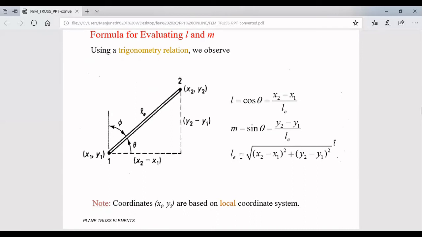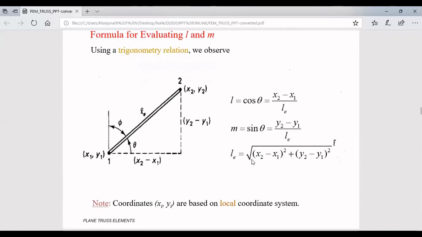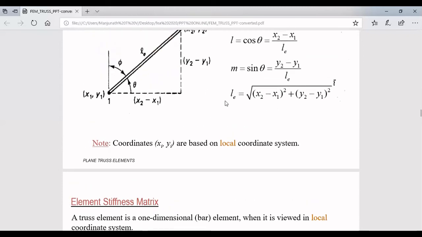Here LE is the effective length of the element, as per the Pythagoras theorem. Pythagoras theorem says c square is equal to a square plus b square. If the length of the element is c, and the adjacent and opposite sides are a and b, then c is equal to the square root of a square plus b square. Similarly, LE is equal to the square root of x2 minus x1 whole square plus y2 minus y1 whole square. This gives the effective element length.